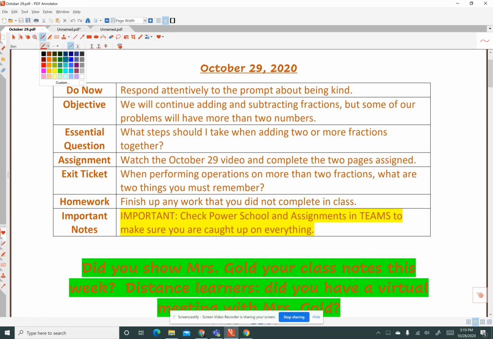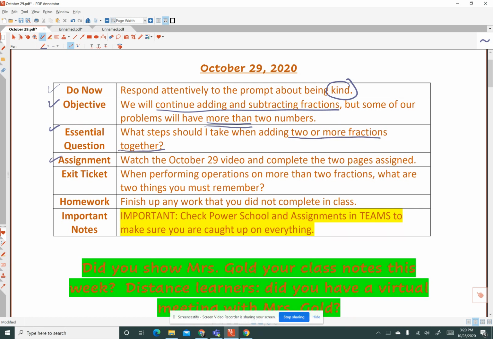Today we're going to have our lesson on more about adding and subtracting fractions. And what I want us to look at now is our do now, which talks about kindness. And I think that's just a great subject. Our objective today will be to continue adding and subtracting fractions. But some of our problems will have more than two numbers, so that'll be our challenge for today. Our essential question asks, what steps should I take when I add two or more fractions together?